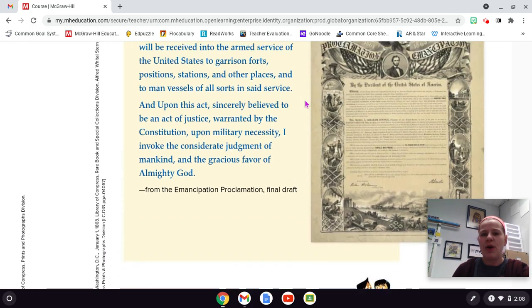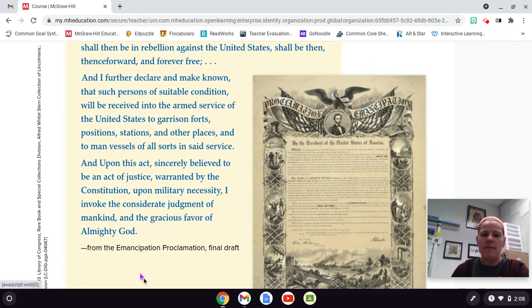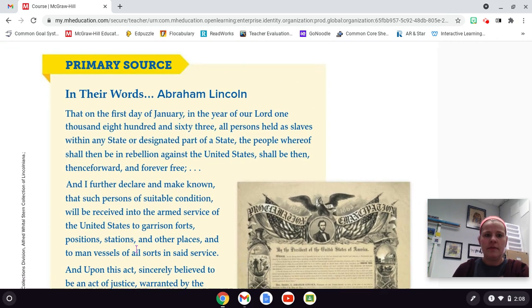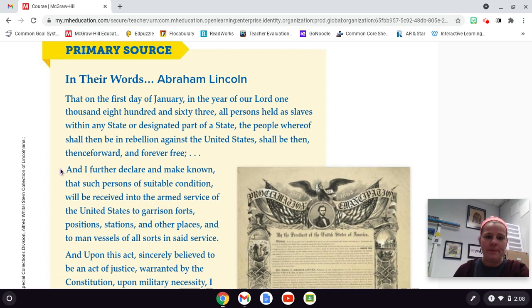So let's go and look at this primary source. And this is, in their words, Abraham Lincoln, and it's from the final draft of the Emancipation Proclamation. That on the first day of January, in the year of our Lord, 1863, all persons held as slaves within any state or designated part of a state, the people whereof shall then be in rebellion against the United States, shall be then thenceforward and forever free.